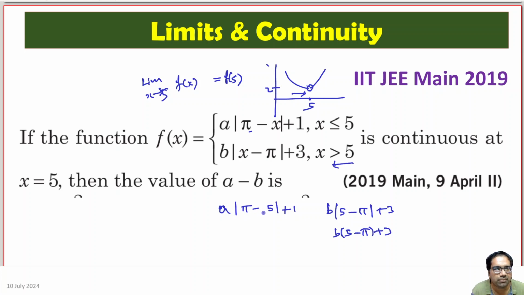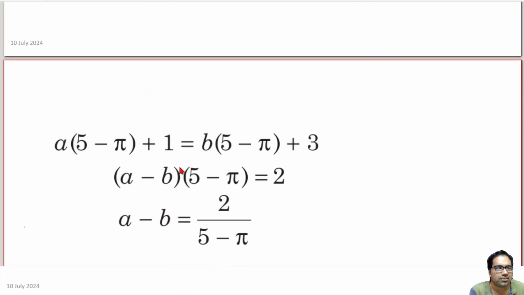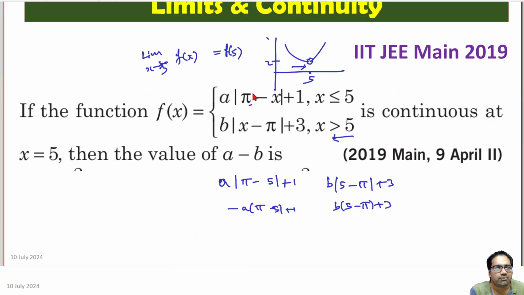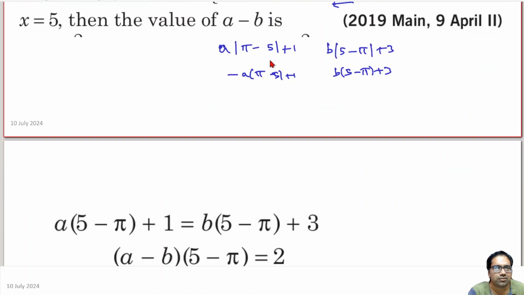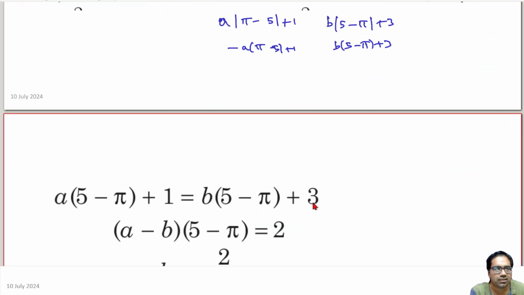And what about this one? Since 5 is greater than pi, the absolute value becomes 5 minus pi. We want a minus b, so let us do it like this. A times the absolute value of pi minus 5 will become a times 5 minus pi, because 5 is greater than pi and the absolute value of this is 5 minus pi. So plus 1 should be equal to b times 5 minus pi plus 3.